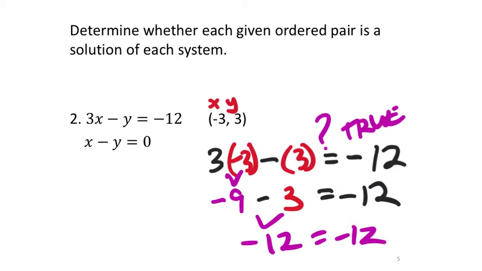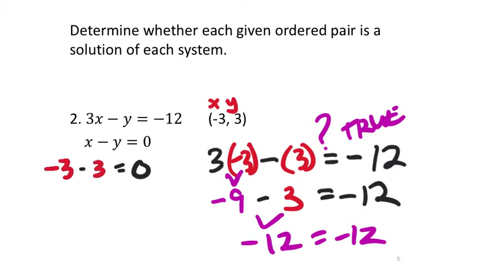Now, hopefully, we have more persistence than to just be like, hey, that was super fun. And it was, it made me feel good inside that it was true. But we got to check the second one, right? x minus y equals 0. Now, if by chance we found that this one was false, we're done, and we say that's not the solution, okay? Automatic. It doesn't matter if it's on this line or not. But I do x minus y, and I replace the x with -3, and then the y value with 3.